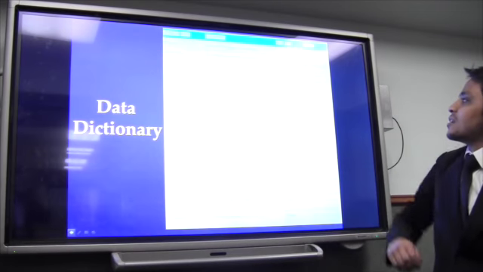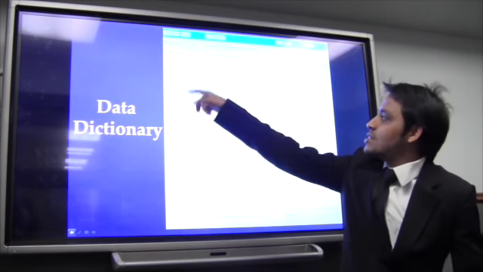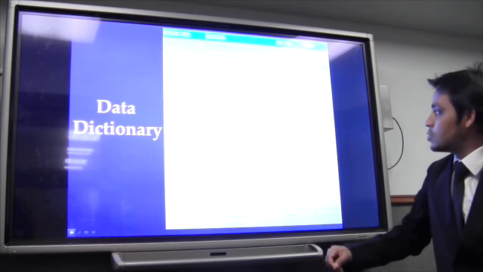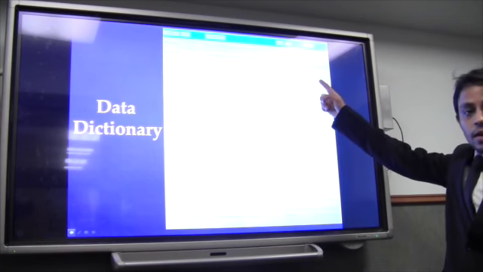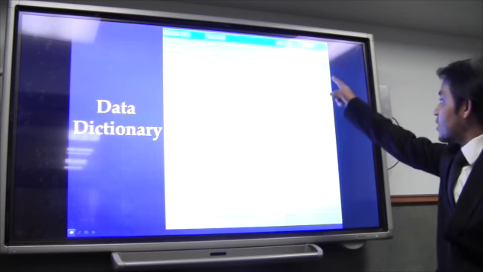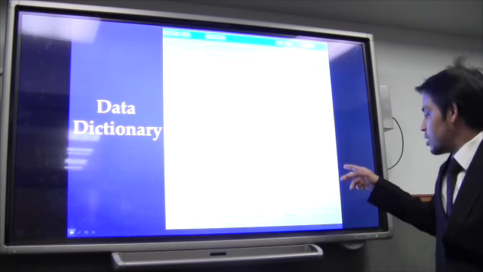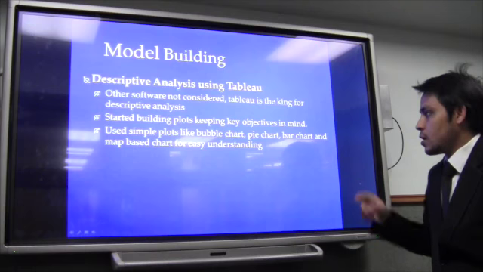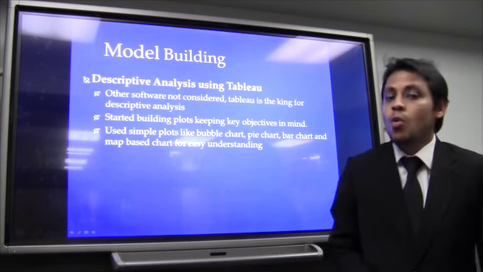This is the data dictionary we have used. We can see all the variables that I used, the description and the data types. We can see that integer and varchar data are present, and the source of data, which is only government websites. After that, we quickly switched to model building.